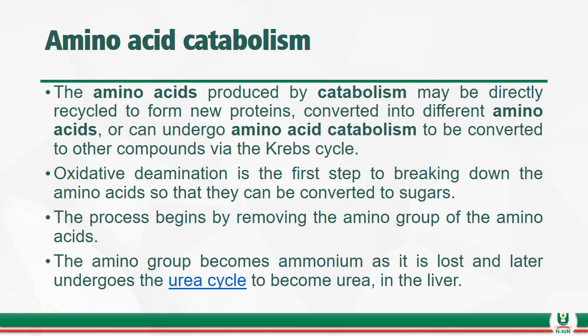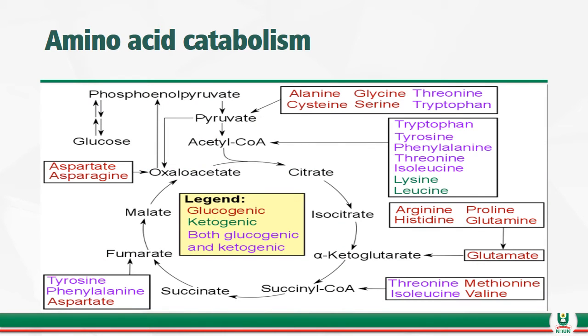Then our next topic will take us to amino acid catabolism. We'll be discussing amino acids, and as you all know, they are produced by catabolism. So they may be directly recycled to form new proteins, converted into different amino acids, or can undergo amino acid catabolism to be converted to other compounds via the Krebs cycle. Oxidative deamination is the first step to break down the amino acids so that they can be converted to sugars. The process begins by removing the amino group of the amino acid. The amino group becomes ammonium as it is lost and later undergoes the urea cycle in the liver. So here is the flow chart of the amino acid catabolism. We're going to discuss more of this in our class proper.